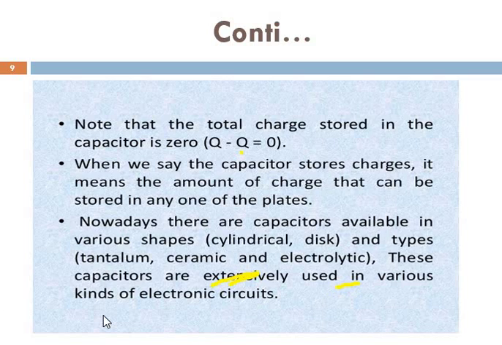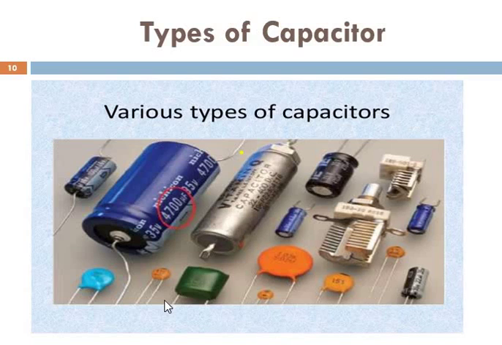Nowadays there are capacitors available in the market in various shapes: cylindrical, disc, etc. These capacitors are extensively used in various kinds of electronic circuits. These are the different types of capacitors used in the market. The bigger one is a capacitor with capacitance 4.7 microfarad.